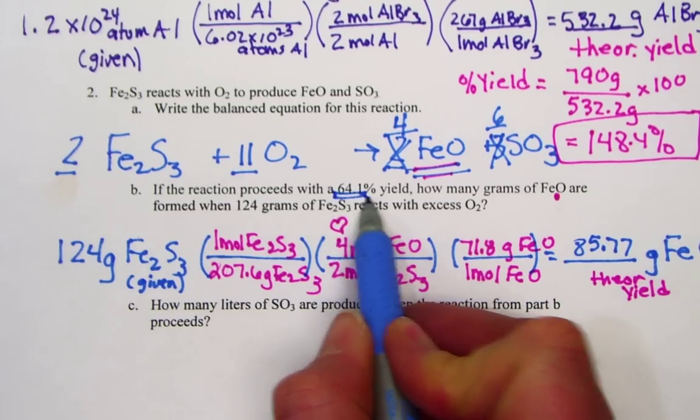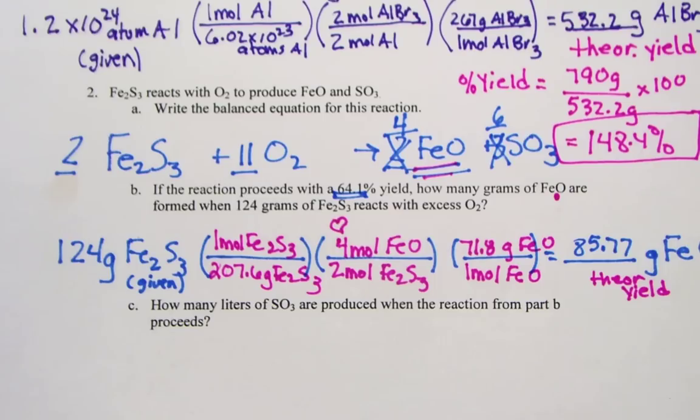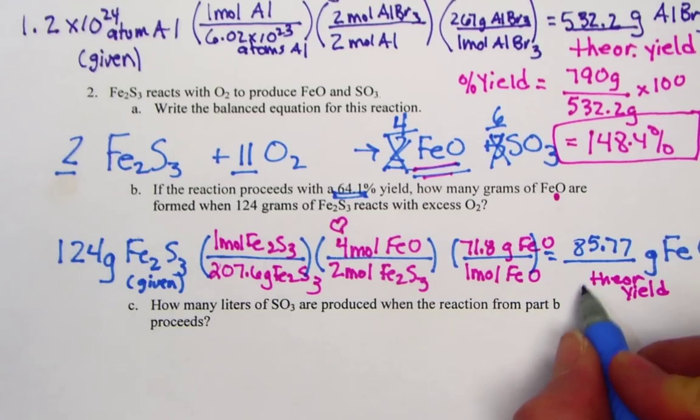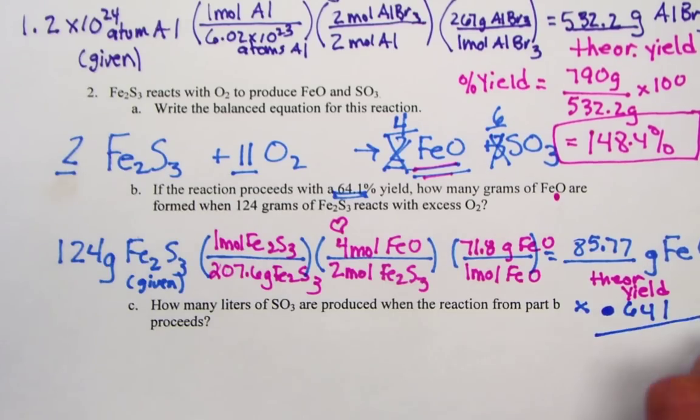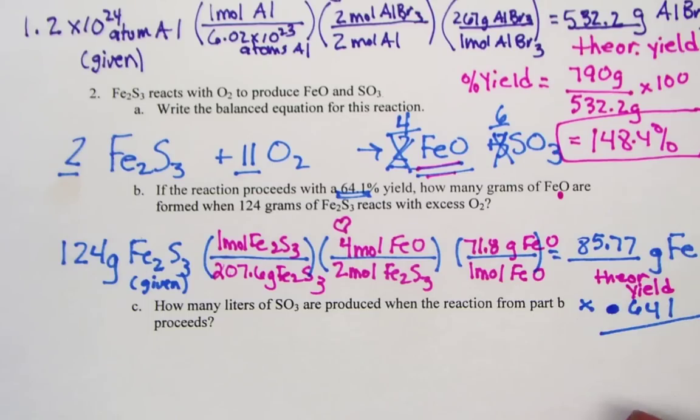But notice our equation is only 64.1% efficient. What did we actually make? I'm going to take my theoretical yield and multiply that by 64.1%. In my calculator, I hit that as 0.641, and I will find my actual yield. I am only making 64% of the 85 I calculated.